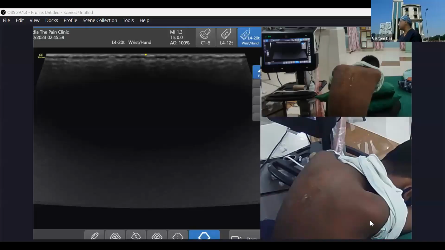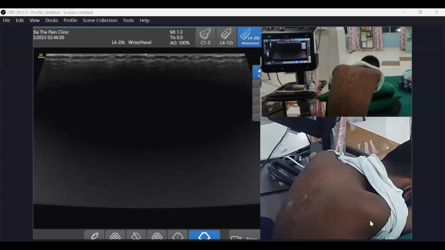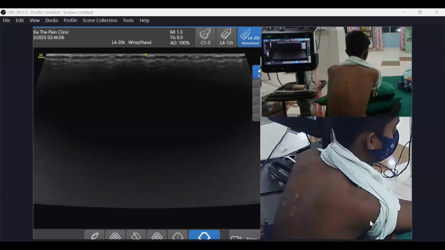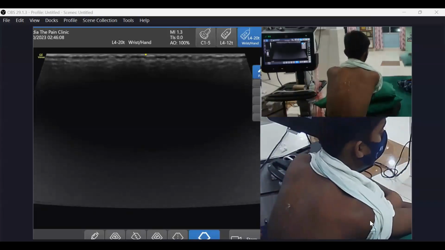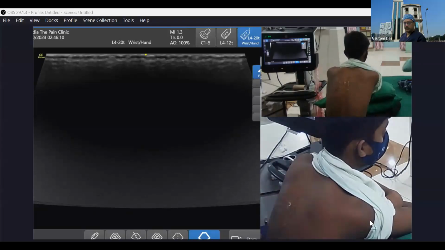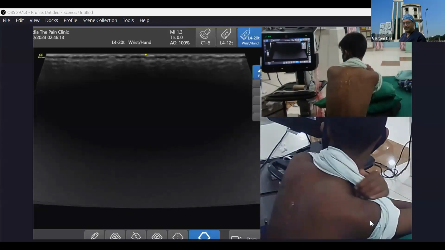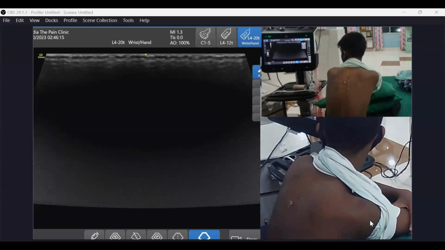Anybody wish to see anything in this thoracic area? Sir, anybody wish to see anything? Yes, sir. Paravertebral block. Paravertebral, longitudinal and short.